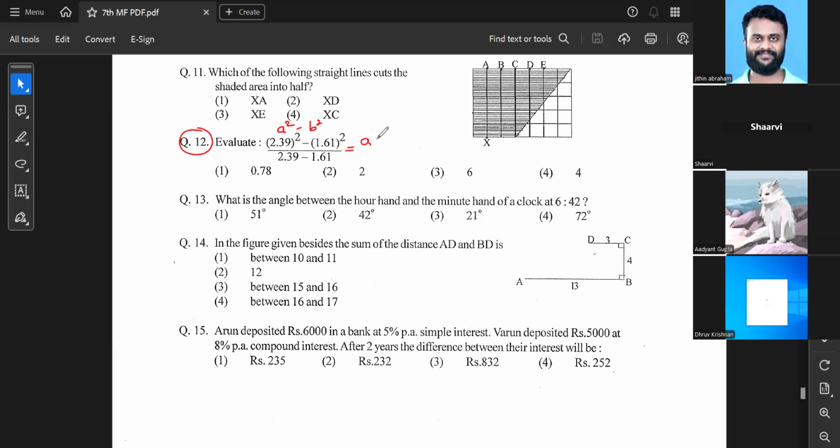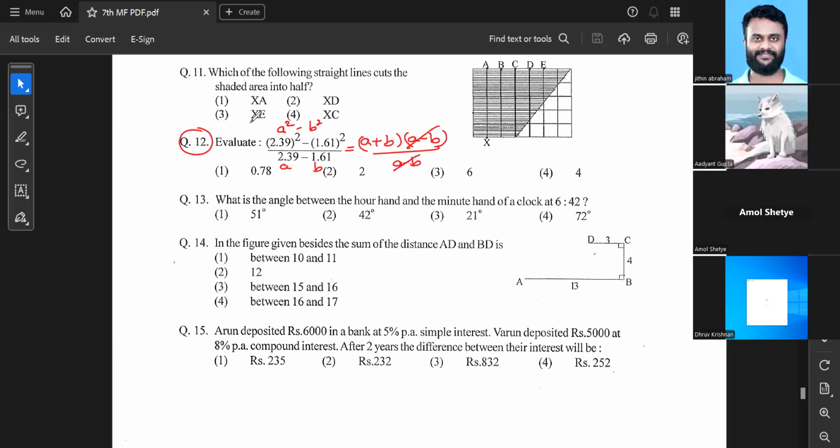Instead of writing numbers, I'm just writing the variables in order to explain it. I'll get a minus b in the numerator, where I'm considering this as a and this as b. In the denominator, I already have a minus b, so I can cancel it. Ultimately, my answer is going to be a plus b, which is nothing but 2.39 plus 1.61. That will be 4. Yes, sir. Option 4 is your correct answer.